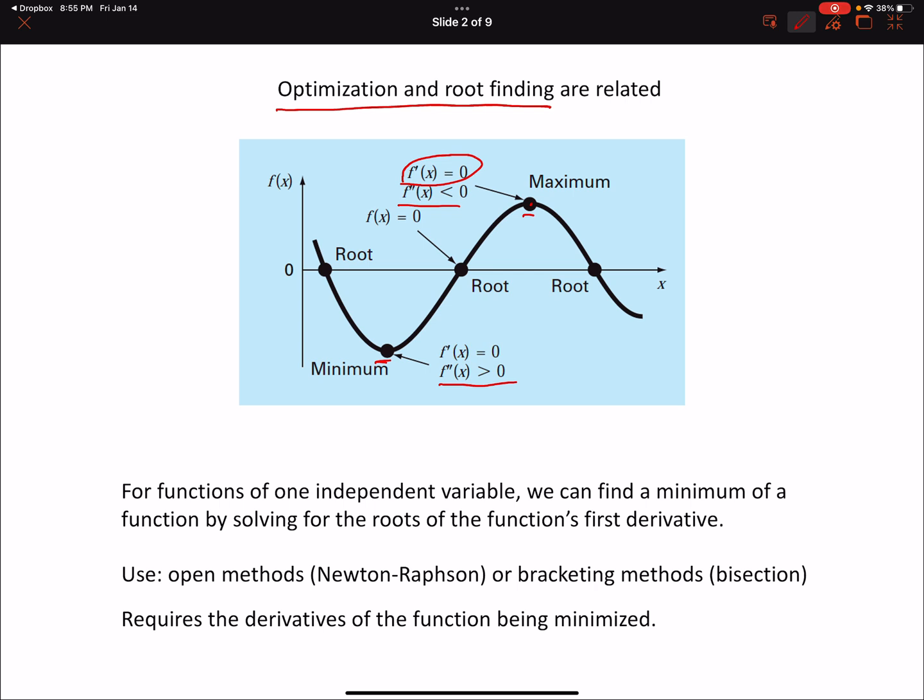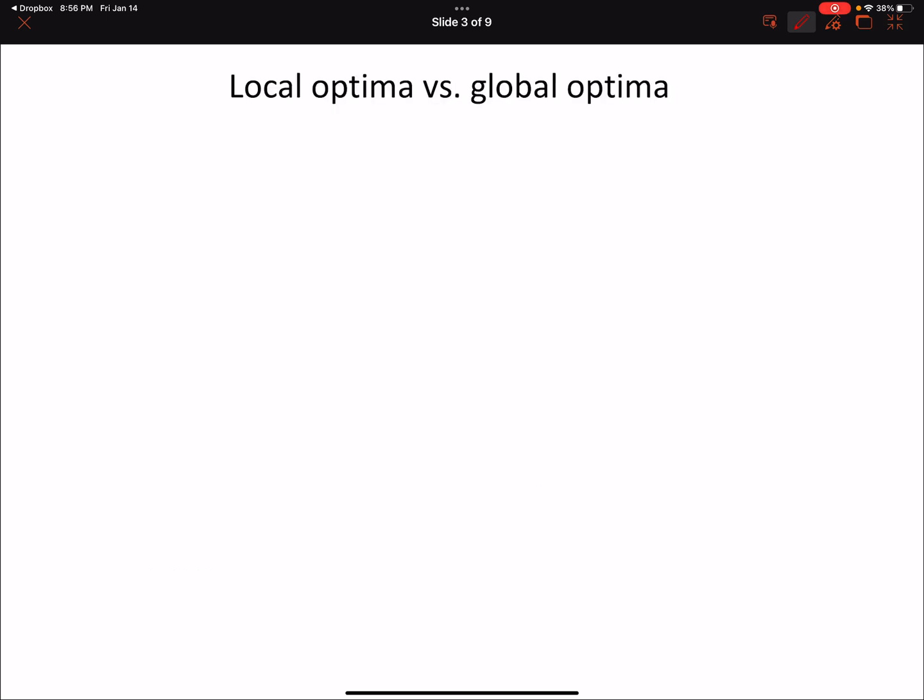Right? So instead of finding the roots of the function itself, if we have an algorithm that finds the roots of the derivative of the function, as we explained in the previous video, then we are ready to go and find the minimum or the maximum of the function as well. So we're going to cover some of this in this video. Before we go on to that, I thought to clarify a few definitions.